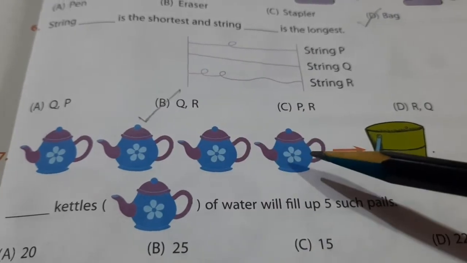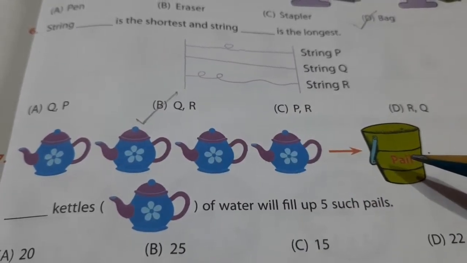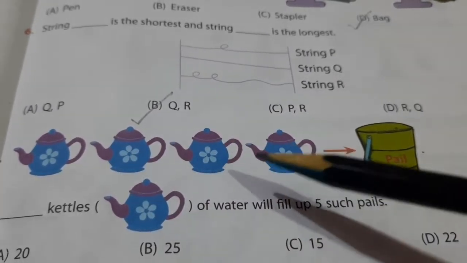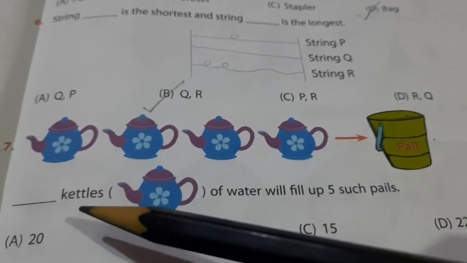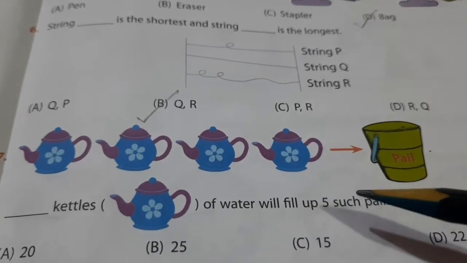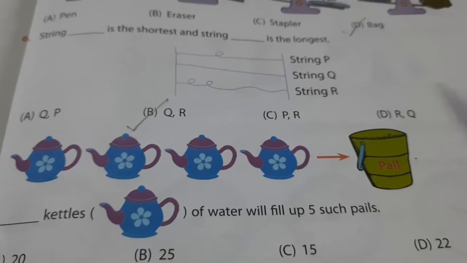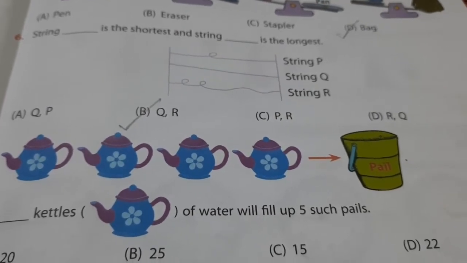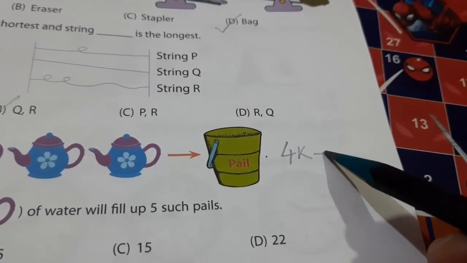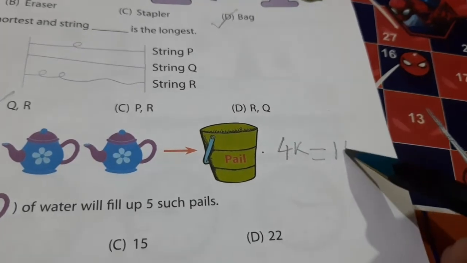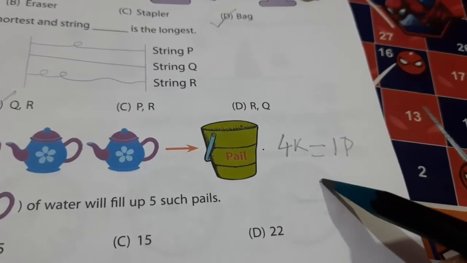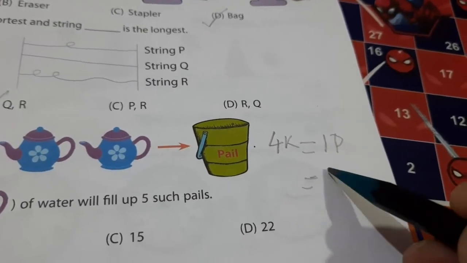Let us look at the next question, which is question number 7. If 4 kettles are equal to 1 pail, which means for filling up 1 pail you need 4 kettles of water. Alright, then dash kettles. How many such kettles of water will fill 5 such pails? So let us put this into an equation. So 4 kettles is going to fill 1 pail, isn't it? Alright, so how many kettles will fill total 5 pails?